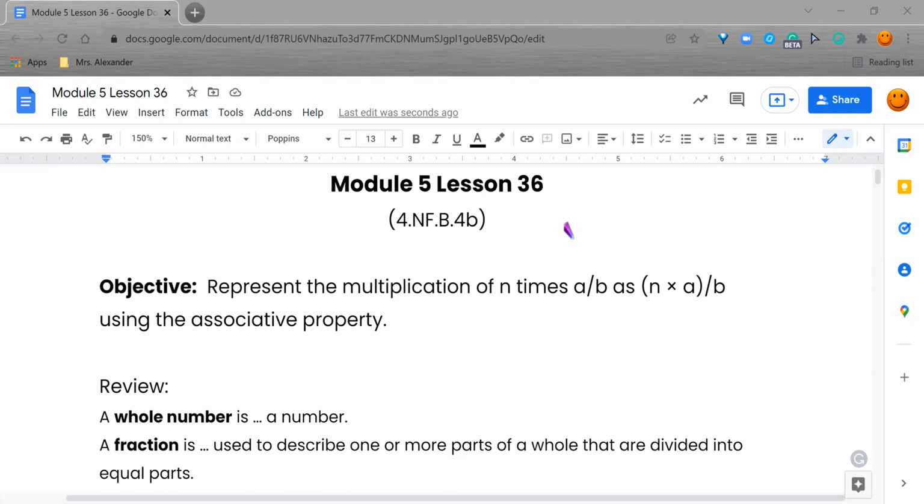Our objective for today is to represent the multiplication of n times a over b as the quantity of n times a over b using the associative property.